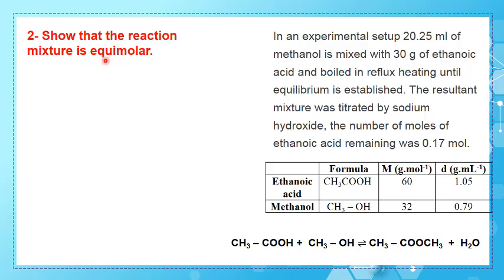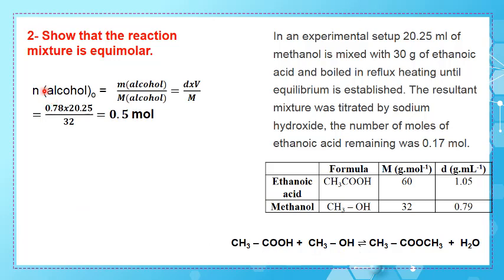What is equimolar? Equimolar means equal number of moles for the reactants. I repeat, the reaction mixture is equimolar. It means the reactants will have equal number of moles. Let's first of all calculate the initial number of moles in order to see. The reactants are the acid and the alcohol.